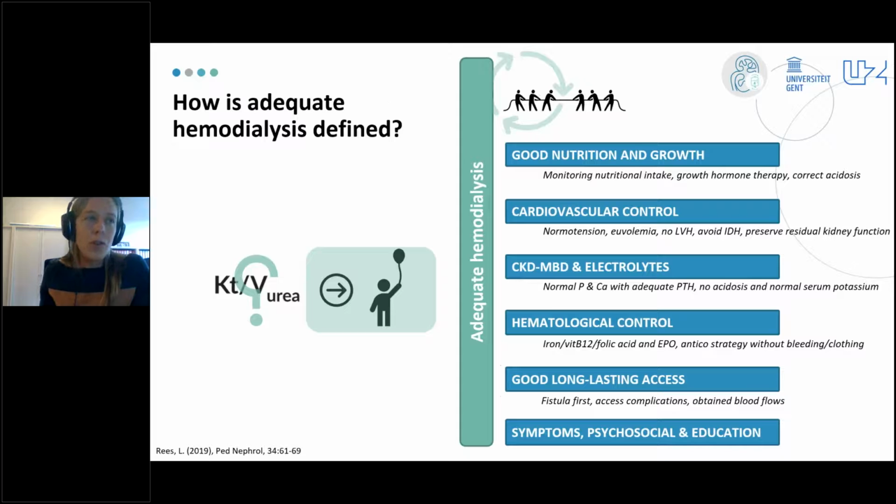I'm not going to go through all these factors. I don't have the time to go through everything, and some of the things are going to be discussed also in the next talks as well. So I'm just going to pick some of these to highlight.